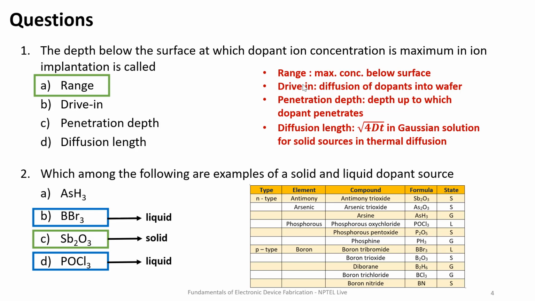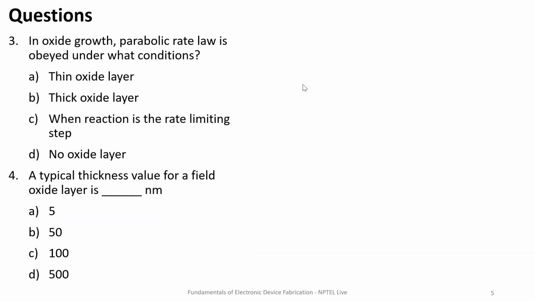So next is, in oxide growth, the parabolic law is obeyed under what condition? Thin oxide layer, thick oxide layer, when a reaction is the rate limiting step, or when no oxide layer is formed. So one of them follows a parabolic rate law. Which was it? The summary we had already seen. Thick oxide layer.